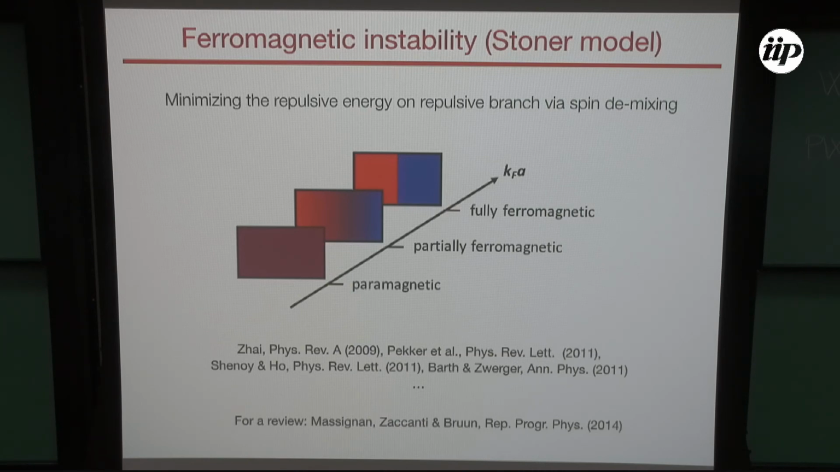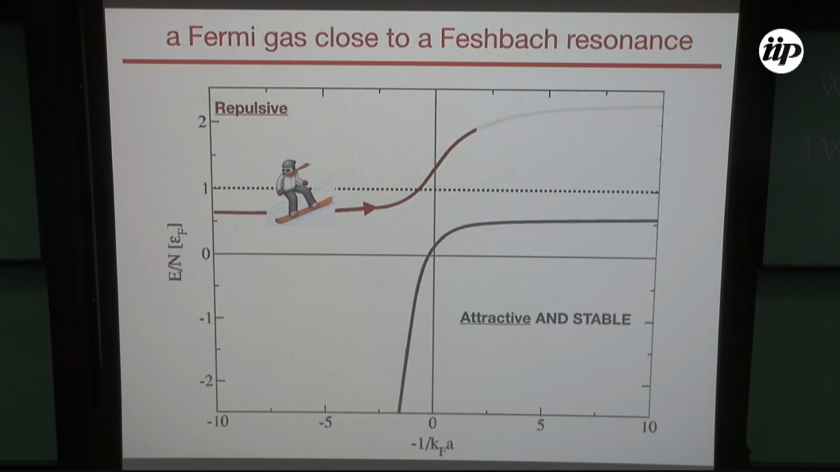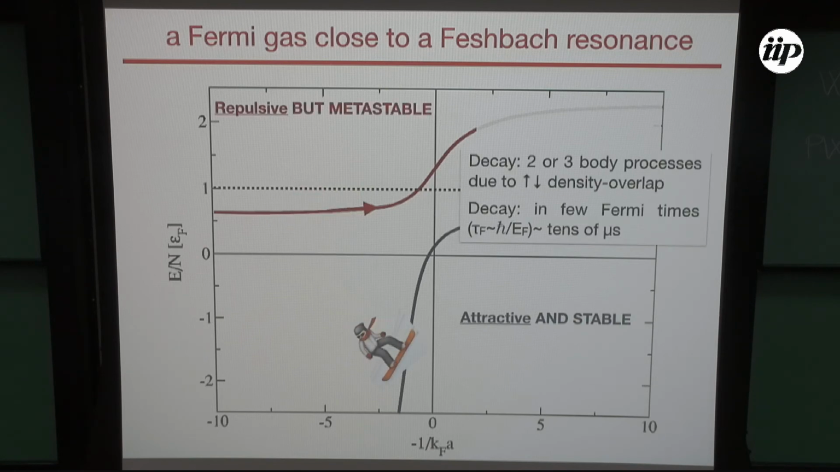I will not enter in any detail more than this. The only point, of course, is that surfing on this repulsive branch means to surf in the excited state. Via 2 or 3 body recombination processes, due to eventually up-down density overlap, in a very short time scale, this branch is depleted at very strong repulsion. Then it means that, in fact, the system will populate the ground state.